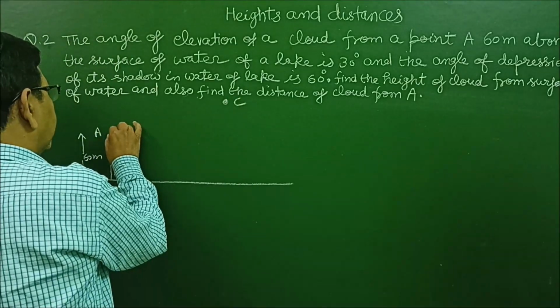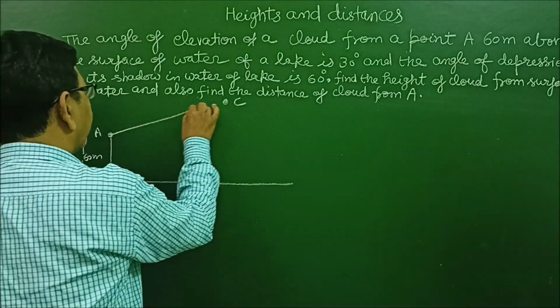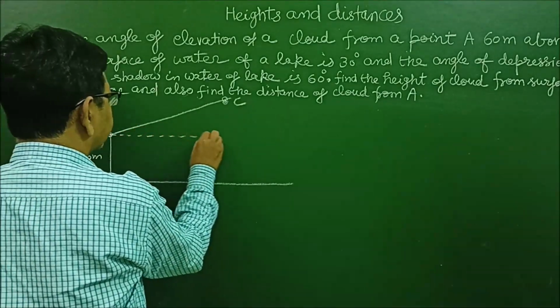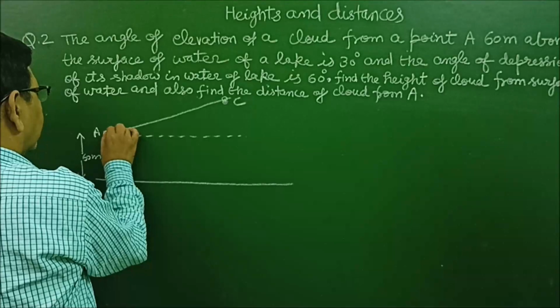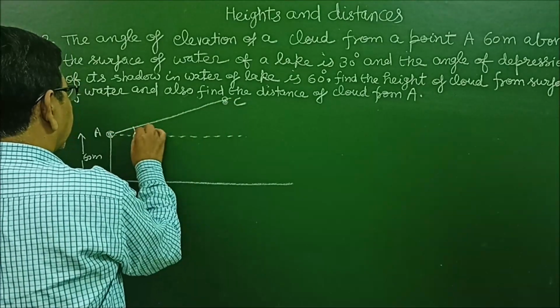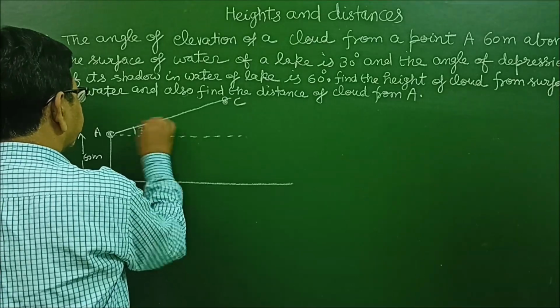The angle of elevation of the cloud from this point, that is, first let us draw a horizontal line and then join the point A to the cloud. This angle is 30 degree.